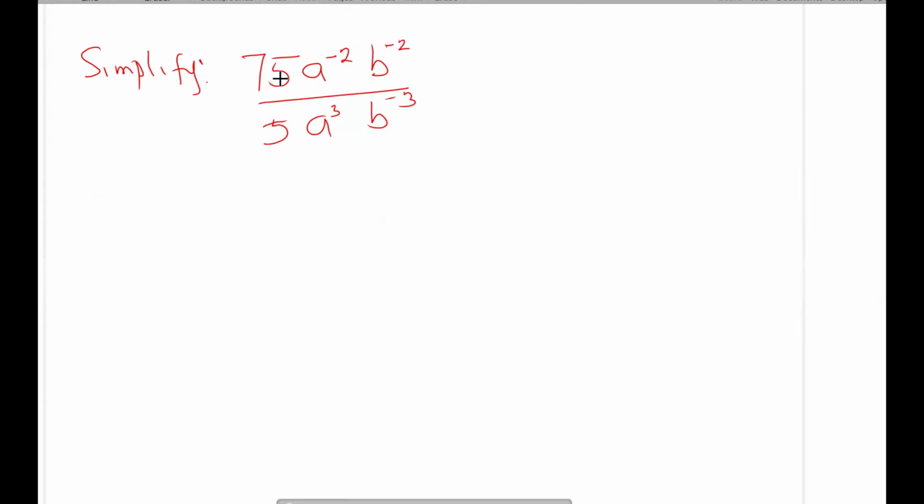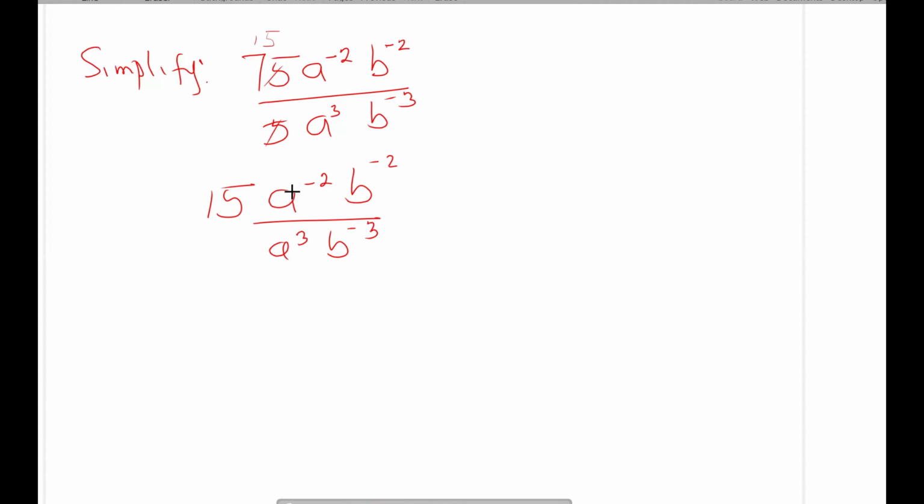So 5 can go into 75. So 5 here is 1, 5 in 75 would be 15. So that means we have 15 a raised to the power of minus 2, b raised to the power of minus 2, divided by a raised to the power of 3, b raised to the power of minus 3.